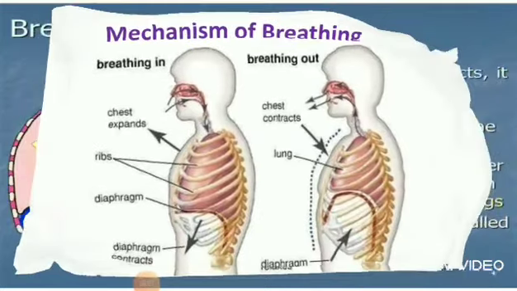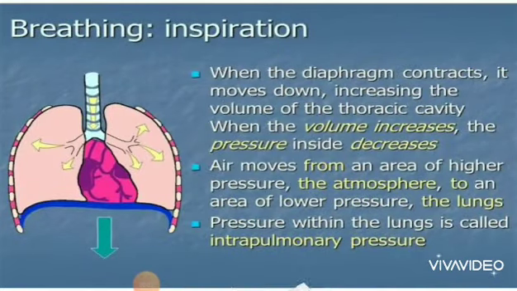Do you follow, children? What is inspiration? When the diaphragm contracts, it moves down, increasing the volume of the thoracic cavity. When the volume increases, the pressure inside decreases. Air moves from an area of higher pressure, that is the atmosphere, to an area of lower pressure, that is the lungs. Pressure within the lungs is called intrapulmonary pressure.